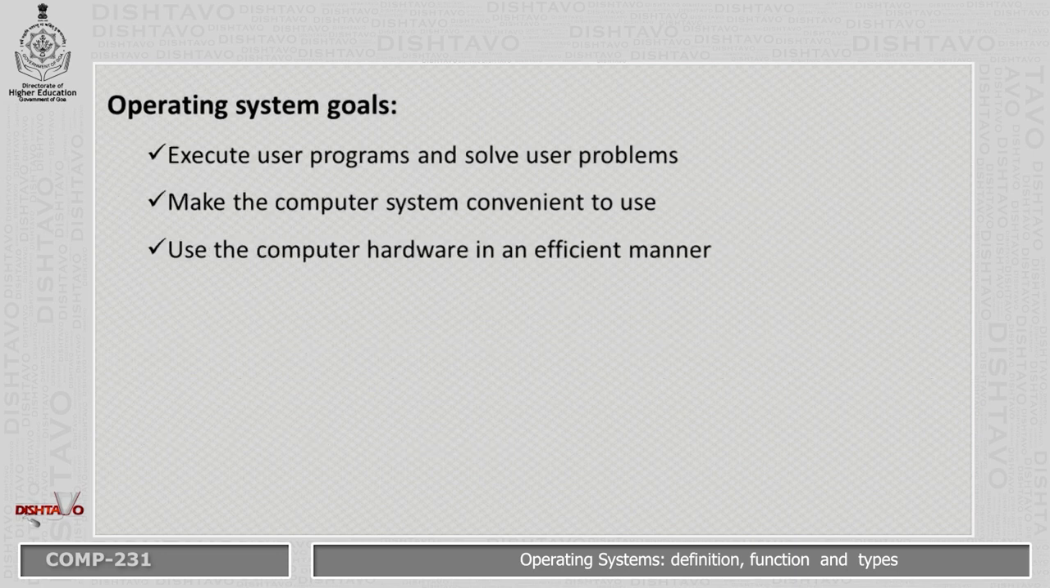What are the goals of an operating system? First, to execute user programs and solve user problems. Next, to make the computer system convenient to use. Without an operating system, we can't use these systems. Next, to use the computer hardware in a very efficient manner.